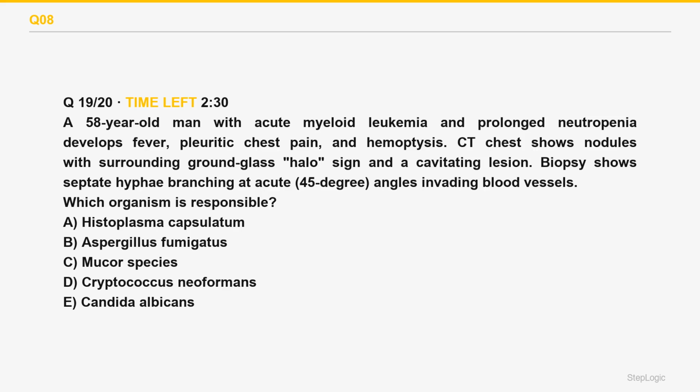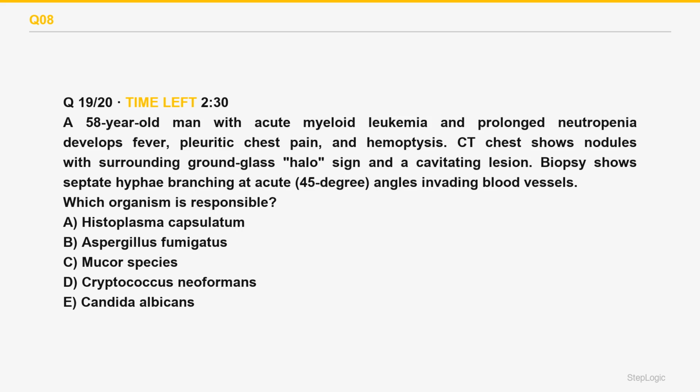Which organism is responsible? A 58-year-old man with acute myeloid leukemia and prolonged neutropenia develops fever, pleuritic chest pain, and hemoptysis. CT chest shows nodules with surrounding ground glass, halo sign, and a cavitating lesion. Biopsy shows septate hyphae branching at acute 45-degree angles invading blood vessels.